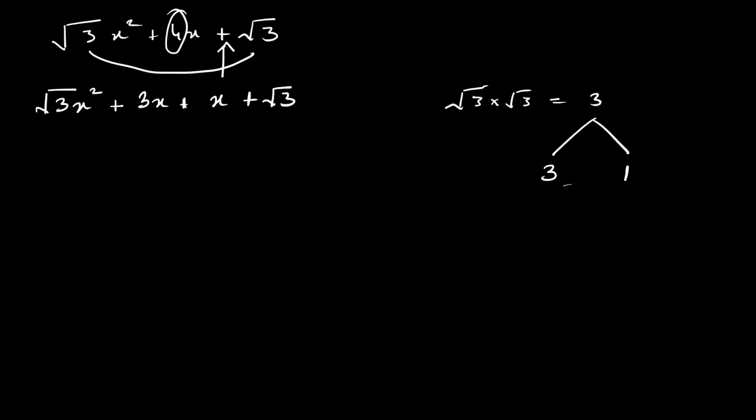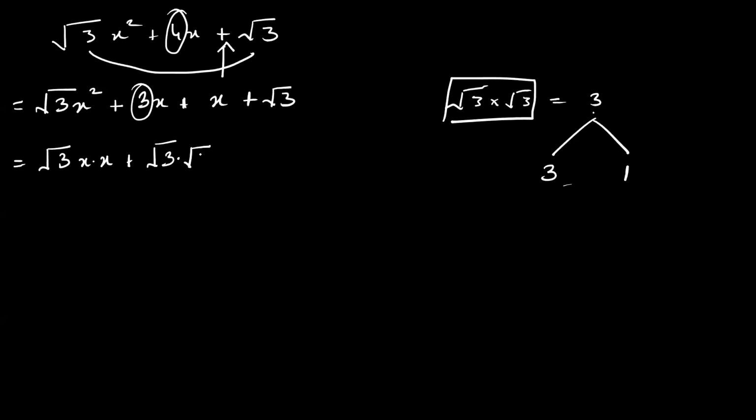So factors of 3 are 3 and 1. And I've written 3x and 1x adding to 4x. Next, let's try and take common. So I'll write this as root 3 x square. I'll break it into x plus 3. You know that 3 can be written as root 3 into root 3. So 3 I'm writing as root 3 into root 3 x, plus root 3.